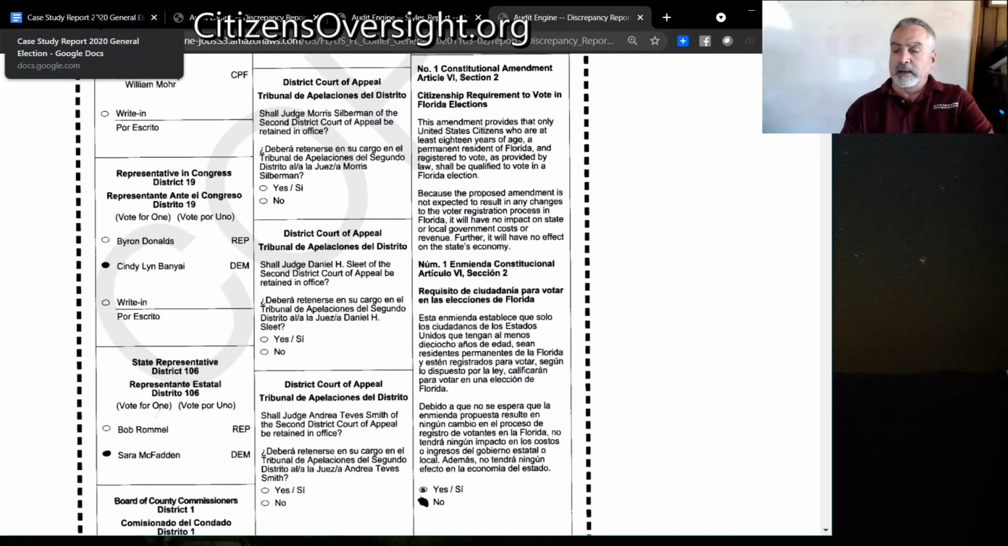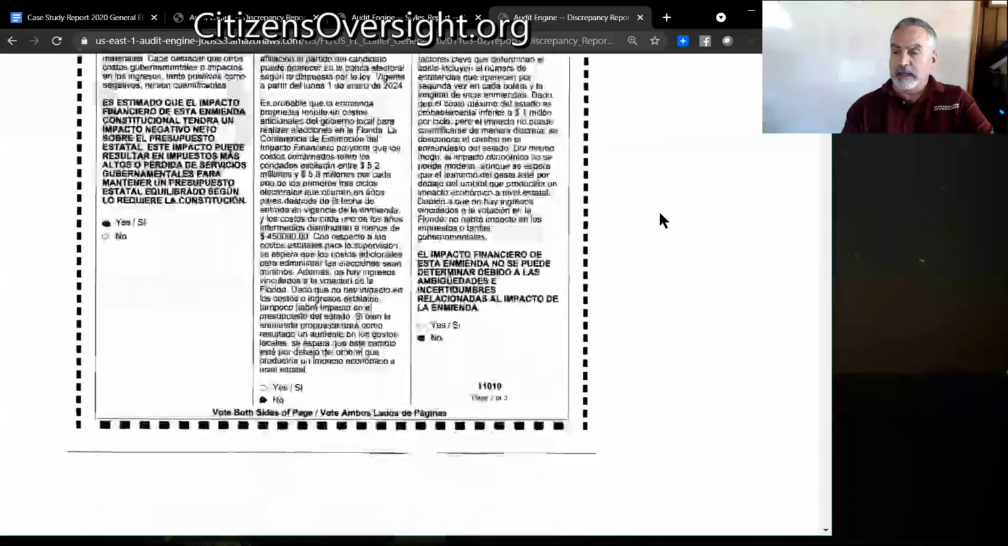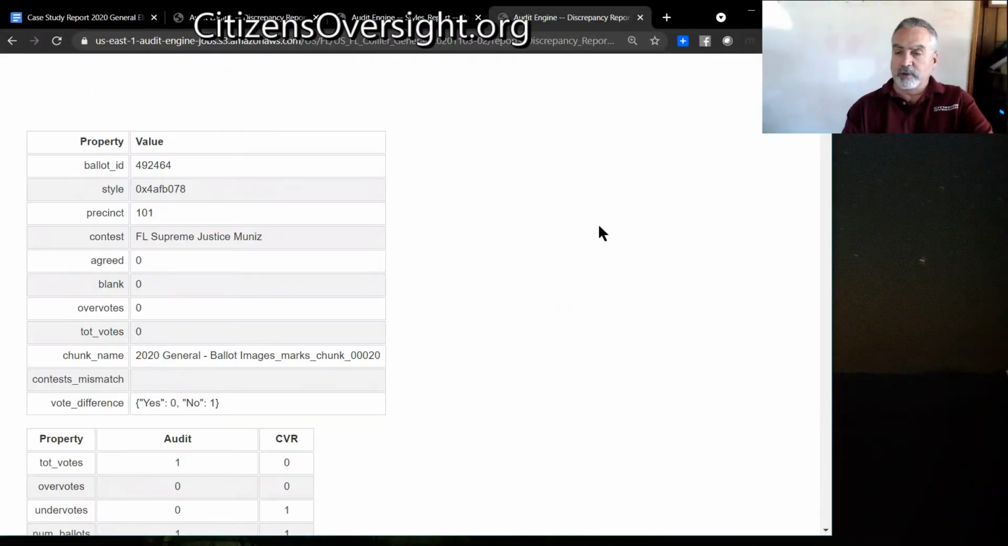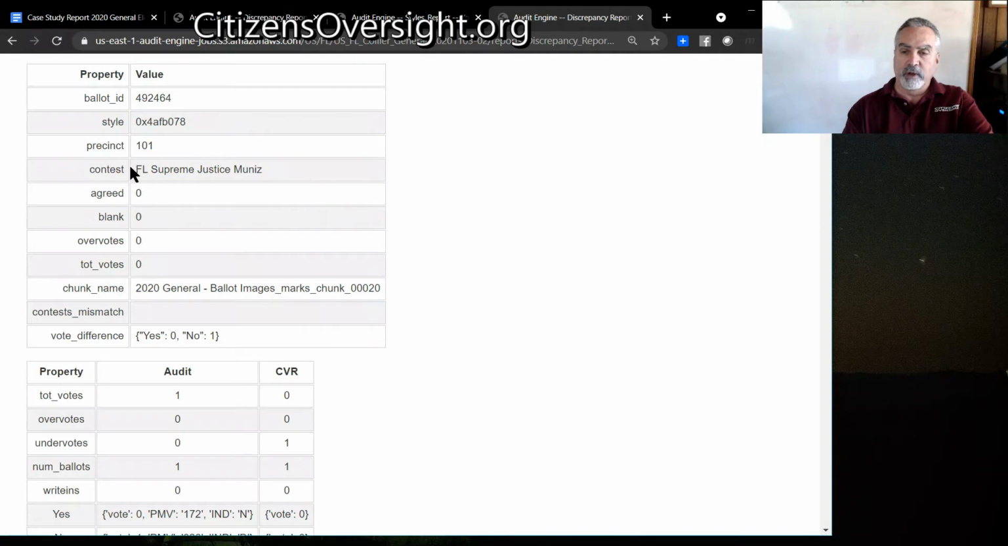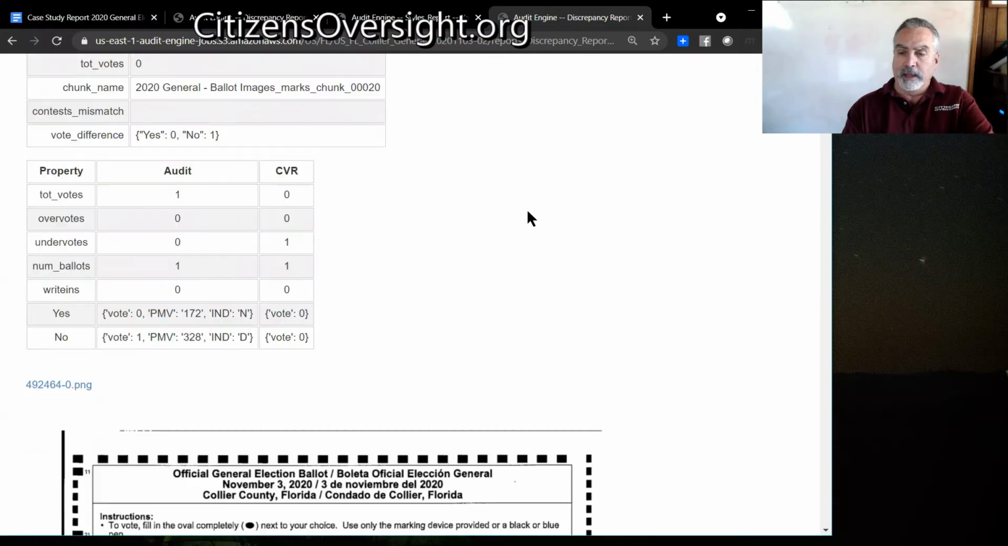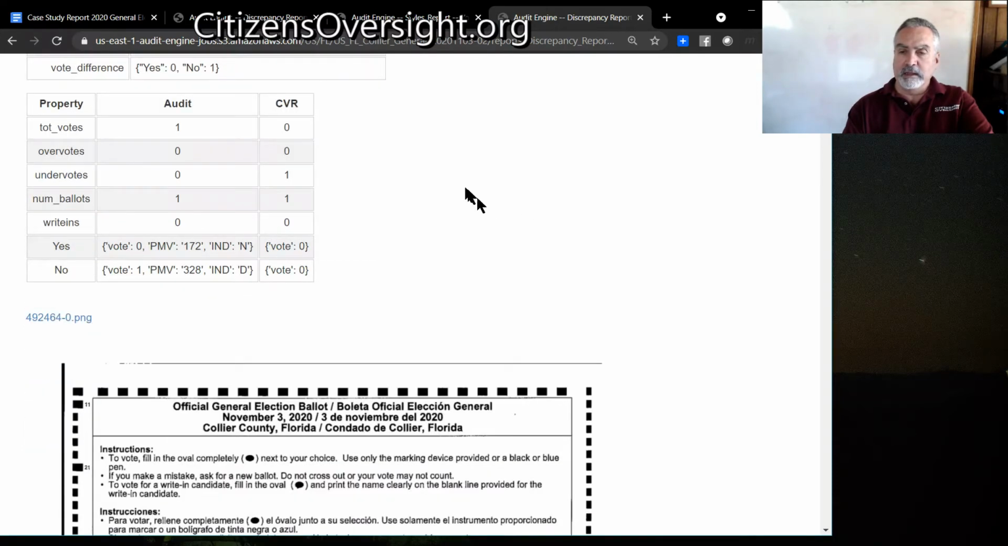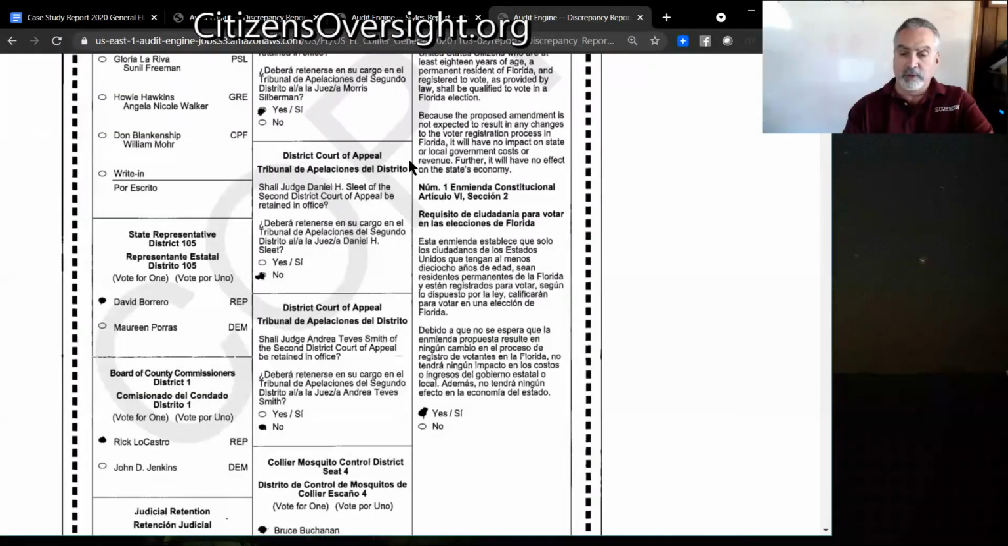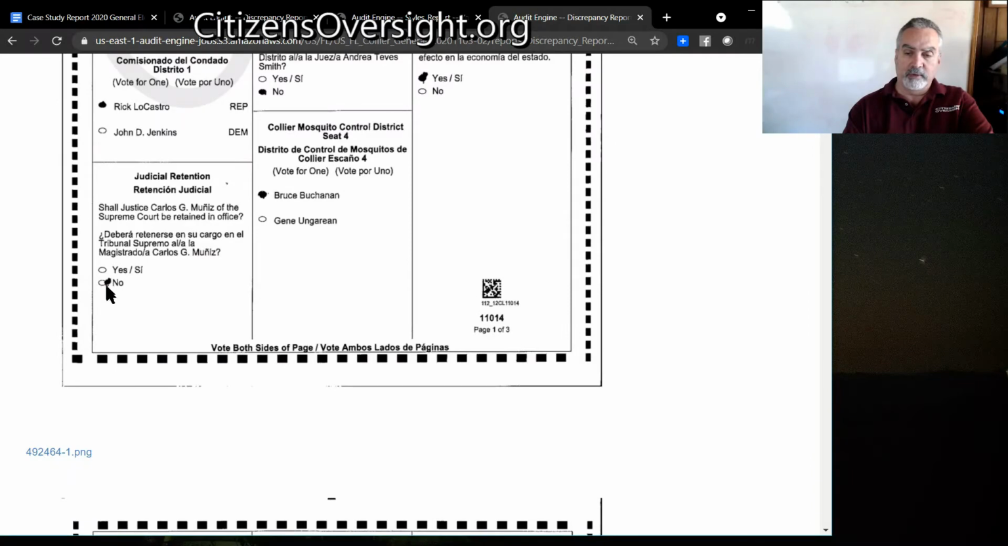Now let's go to the next one, just so you can see. I have the second page here so you can look at everything. This next one is for Supreme Justice Munoz. In this one, we say there was a vote. They say no vote, and it was an undervote. Nobody voted. There was no vote there at all. As we look at it, we see the person missed the bubble slightly. Got a little bit in there, but clearly made a big mark here next to the no. So we say that should be no.